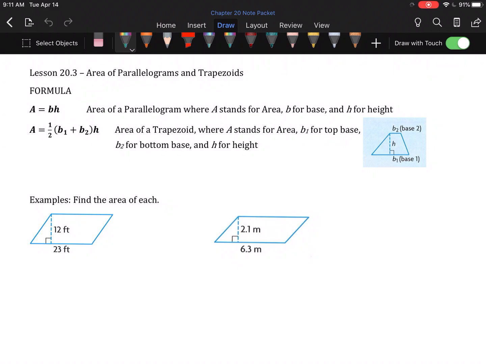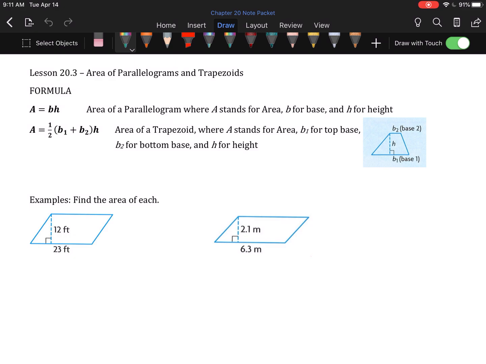Okay, so the next section introduces us to two more shapes, parallelograms and trapezoids. When we first learned about parallelograms, we kind of considered them to be rectangles that had been knocked a little bit askew. Slap them in the top corner and they lean a little bit. Because of that, we can basically treat them like a rectangle in that their area formula is very similar.